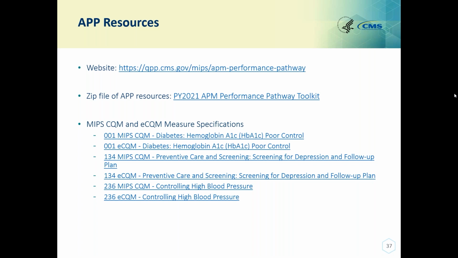I'm not sure if they're referring to the improvement activities category or the quality category, but MSSP ACOs do not automatically receive a score of 100 under the quality category. However, under the improvement activities category, they would under MIPS scoring.